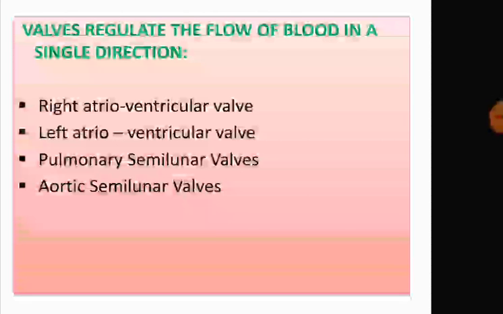Pulmonary semilunar valve is situated at the opening of the right ventricle into the pulmonary artery. From the right ventricle to the pulmonary artery, there is a valve. That valve is called the pulmonary semilunar valve. And there is an aortic semilunar valve that is located at the point of origin of the aorta from the left ventricle. So, from the left ventricle to the aorta, there is also one valve that is called the aortic semilunar valve.